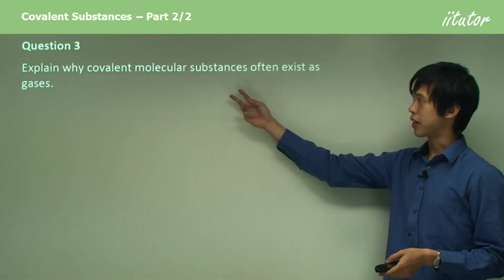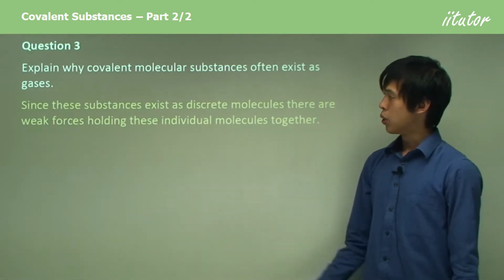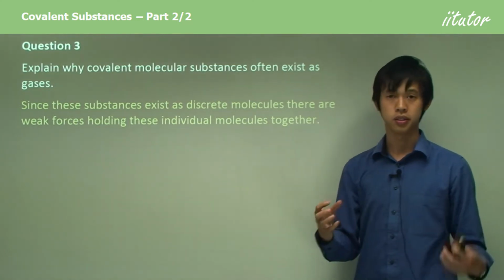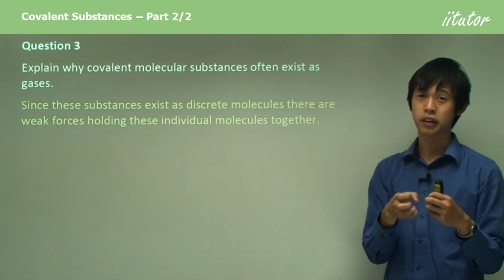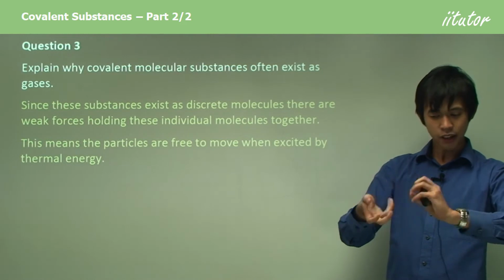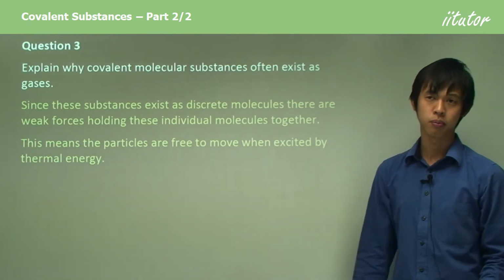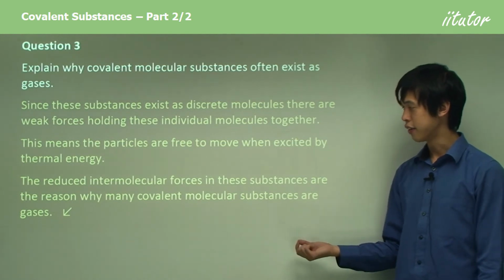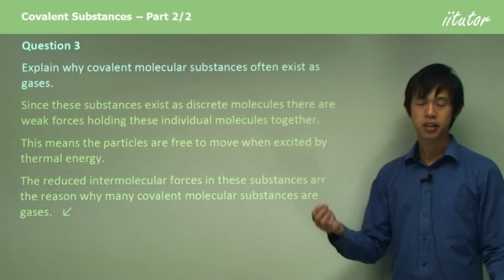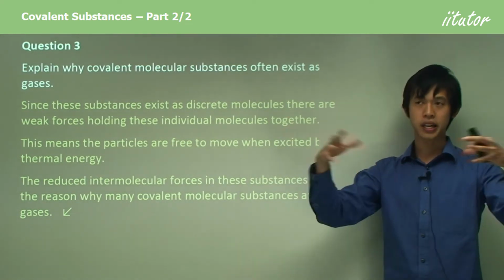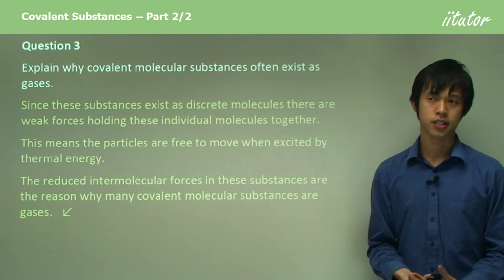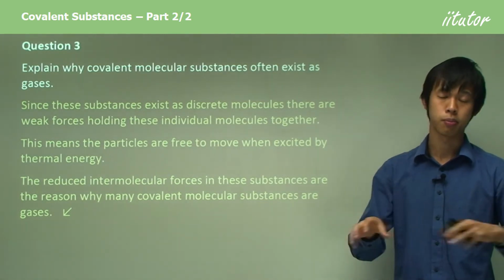Explain why covalent molecular substances often exist as gases. Well, since these substances exist as discrete molecules, there are weak forces holding these individual molecules together. So the molecules will be held together very, very weakly. This means the particles are free to move when excited by thermal energy. So as soon as there's that little bit of energy, they're going to snap off and fly off in whatever direction they want. The reduced intermolecular forces in these substances are the reason why many covalent molecular substances are gases, because there's such little force holding them together that they can have the same freedom as a gas when only a little bit of energy goes into them. And that's why a lot of them exist as gases, because of those very weak forces between the molecules.